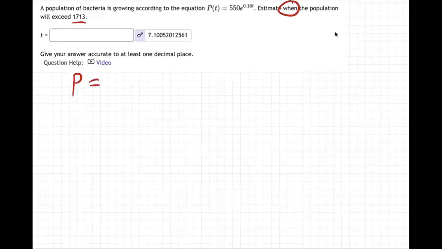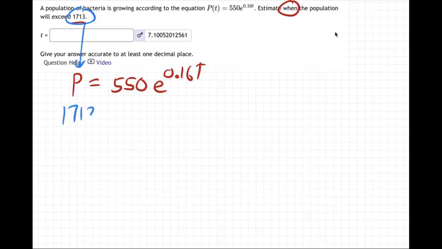So P equals 550 e to the 0.16 t. And they're saying, when will the population exceed 1713? So I'm going to take 1713 and let the population become that number, 1713. So I now need to solve for t, right?